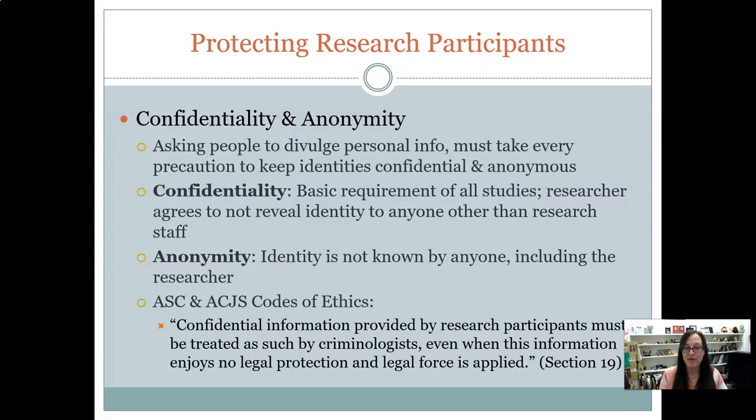But this code of ethics basically says that even if legal force is being applied, you are being subpoenaed for information, you are actually still supposed to keep the confidentiality of your participants, because that is more important than complying with a subpoena. But for you as a researcher, it would be a personal decision. You have to know where your line is and what you're willing to do for your participants, and you have to tell them in advance if there is a line that you won't cross to protect their confidentiality.